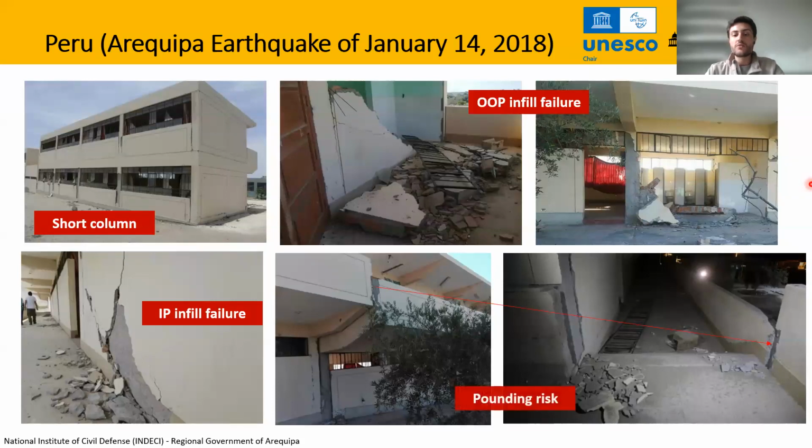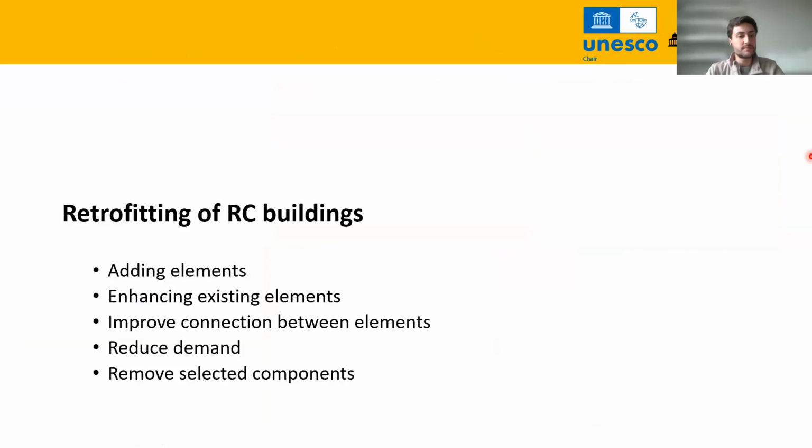Another problem is the pounding risk. Rohit also talked about this in the previous presentation, and in RC buildings it's very common to have this type of problem. In school buildings, usually you can find these two buildings just beside each other, and this type of pounding will be a very important problem for the structural safety of the buildings.